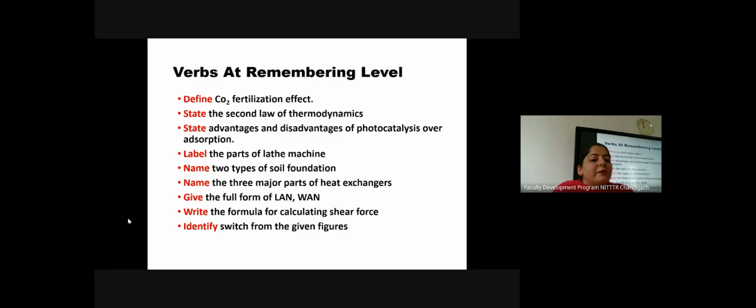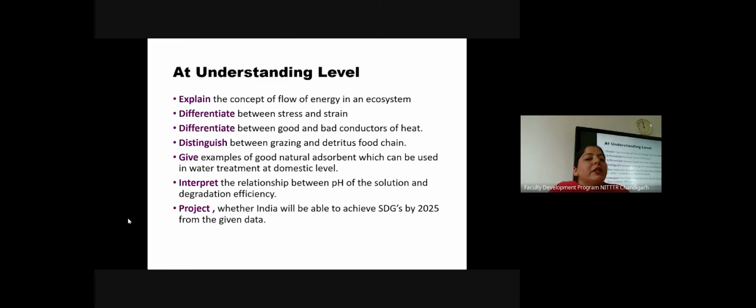Label the parts of XYZ machine. Write the formula for calculating the shear force. At understanding level: explain the concept of flow of energy in an ecosystem. Differentiate between stress and strain, differentiate between good and bad conductors of heat, distinguish between grazing and detritus type of food chain, give examples of good natural adsorbents which can be used in water treatment at domestic level, interpret the relationship between pH of the solution and degradation efficiency, project whether India will be able to achieve the sustainable development goal by 2025 from the given set of data. So these can be as per the level of understanding.